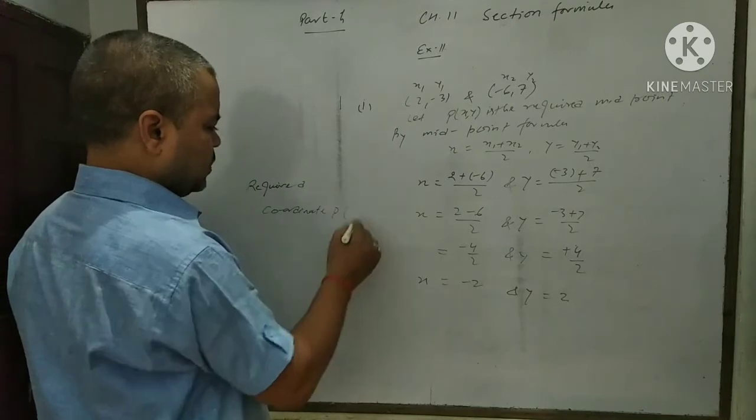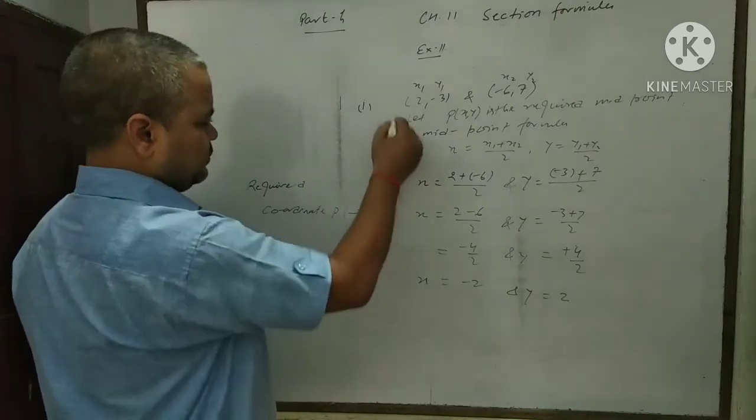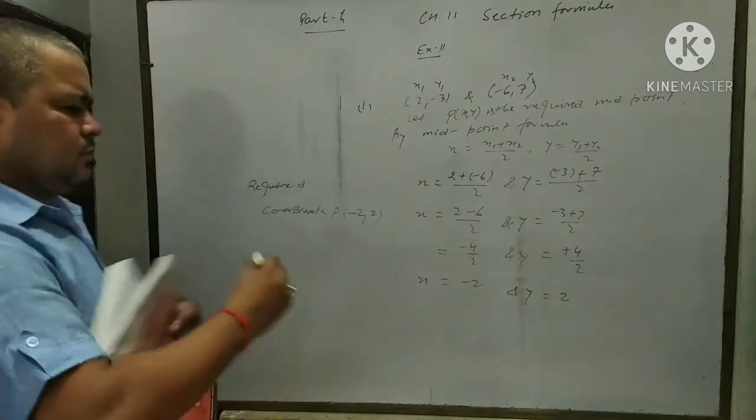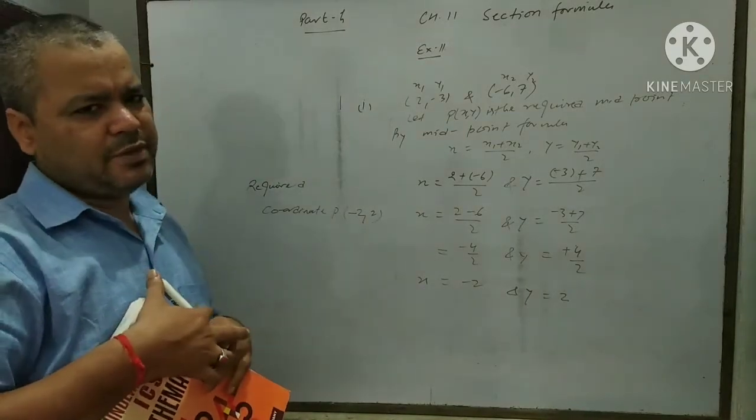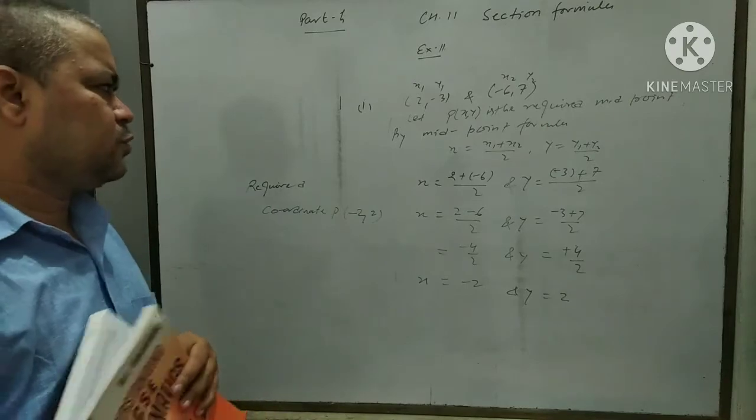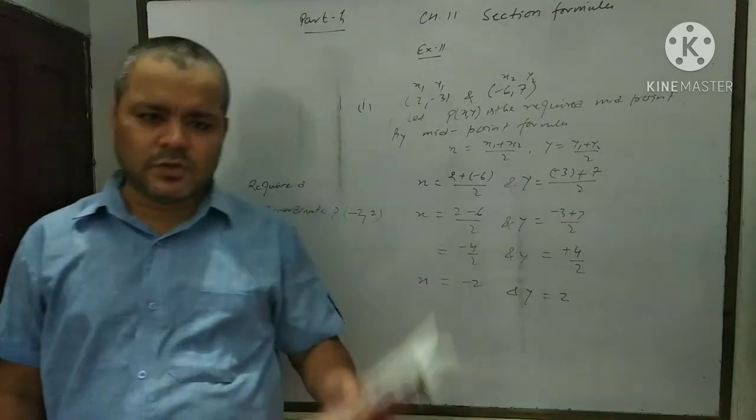Required coordinate P is what? -2 and 2. We can solve the given question like this, using midpoint formula. And second question already I explained. Now let us see the 5th question.